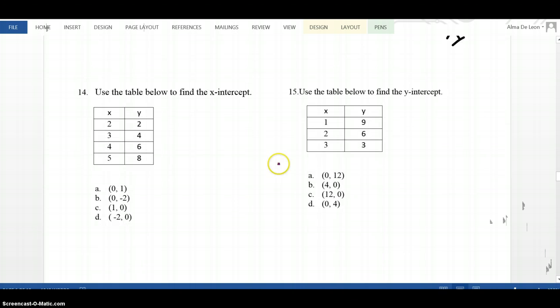Number 14, we are going to use this table to find the x-intercept. Anytime I'm looking for the x-intercept, you should already know that y equals 0. Looking at this table, we see that we do not have any zeros in the y column. We need to find the 0.